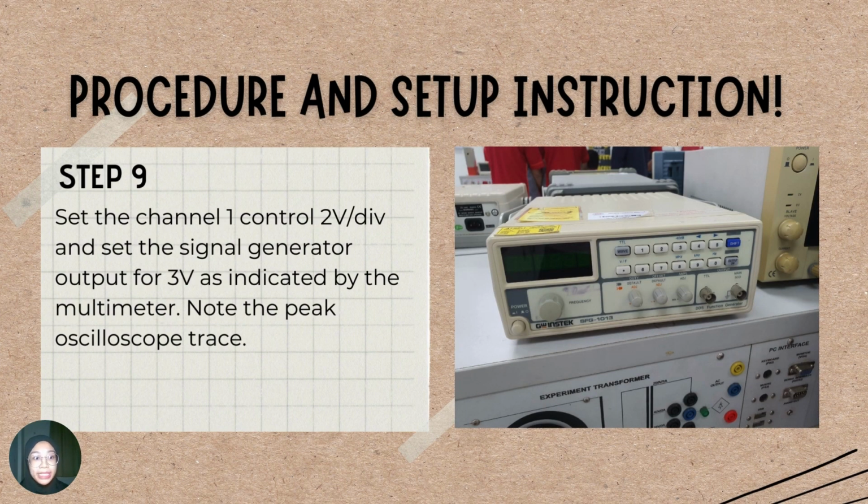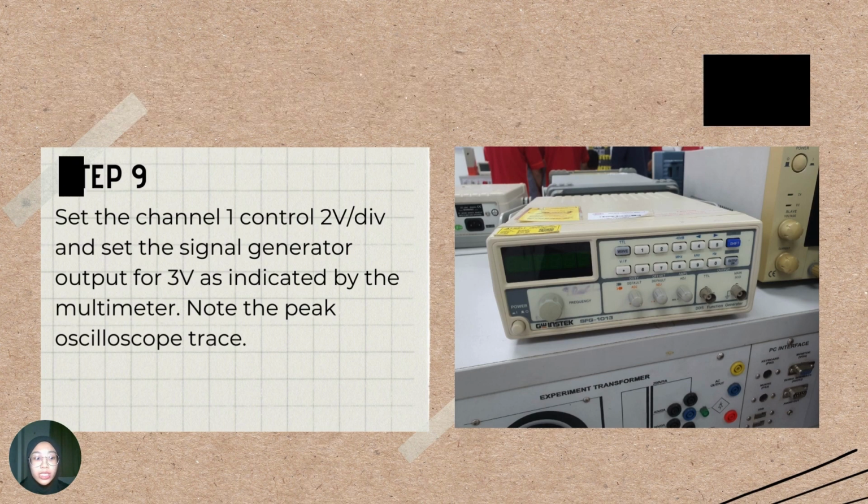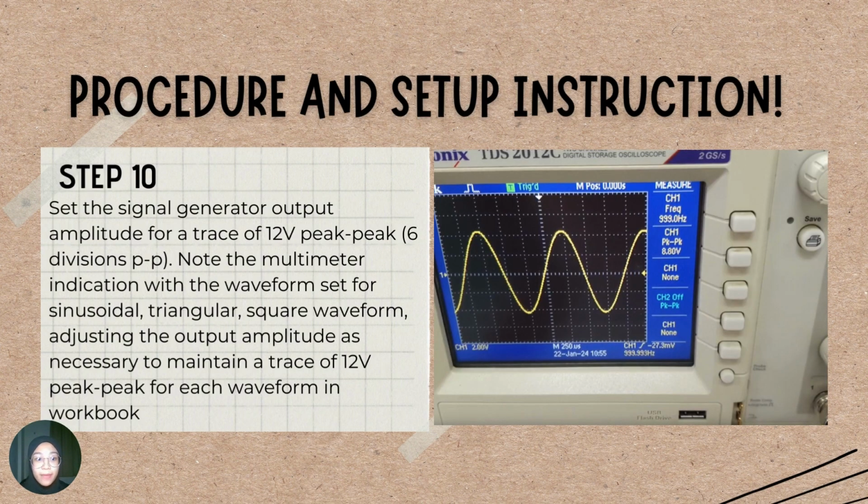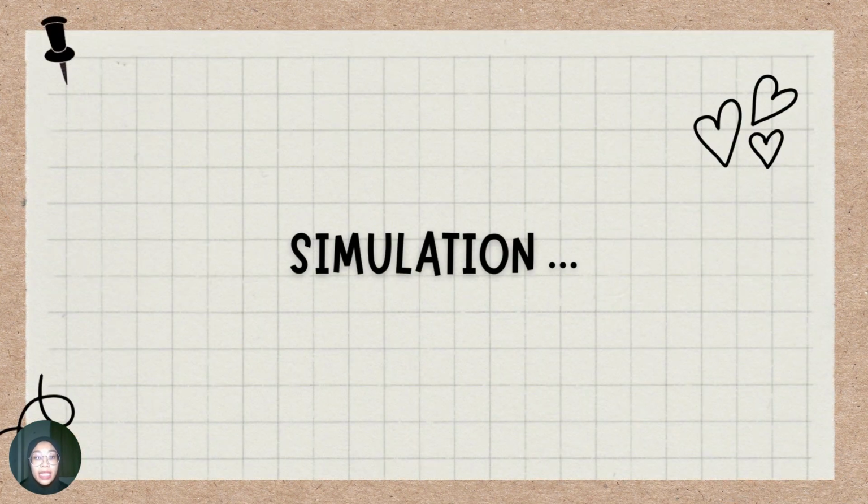For step 9, set the channel 1 control to 2 volt per division and set the signal generator as shown in this picture, output for 3 volt as indicated by the multimeter, and note the oscilloscope trace. Then for step 10, set the signal generator output amplitude for a trace of 12 volt peak to peak, 6 divisions peak to peak. Note the multimeter indication for the waveform set for sinusoidal, triangular, and square waveforms, adjusting the output amplitude as necessary to maintain a trace of 12 volt peak to peak for each waveform in the workbook. On the next slide we will be showing the simulation of me doing my assignment.